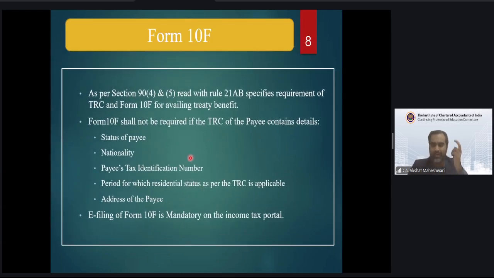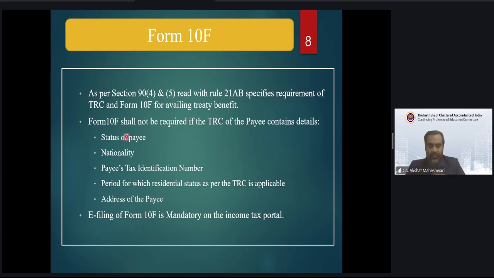One recent change is under Form 10F. Earlier, when we made foreign remittances, we asked for a physical hard copy of Form 10F, signed by the payee, saying that certain parameters are not there in the TRC, so you provide a Form 10F. Now the income tax authorities have changed the rules in Rule 21AB, and they have mentioned that you have to file Form 10F online on the income tax portal.